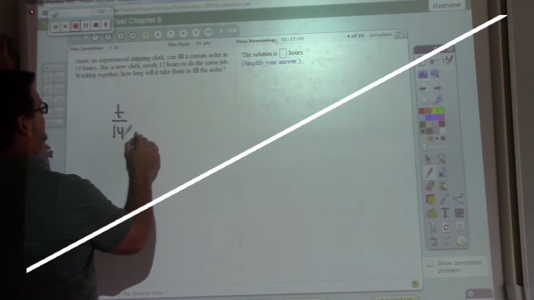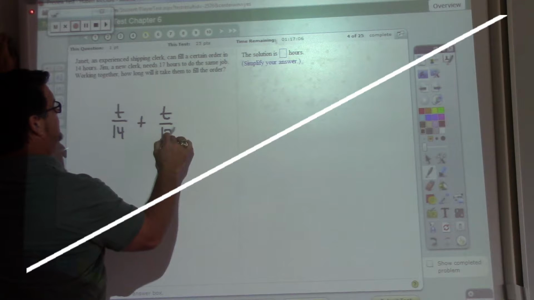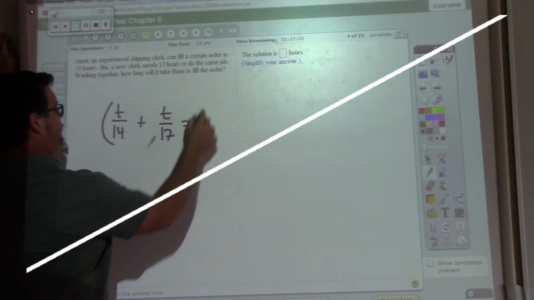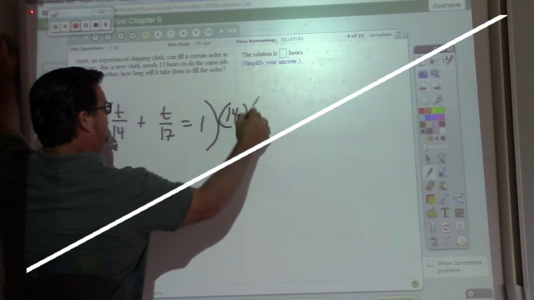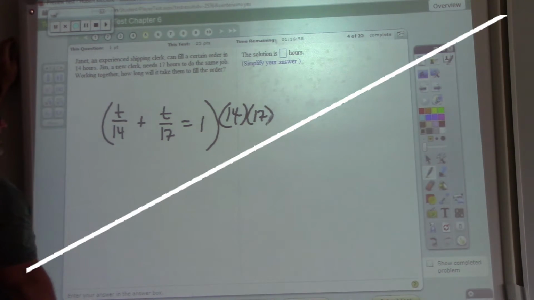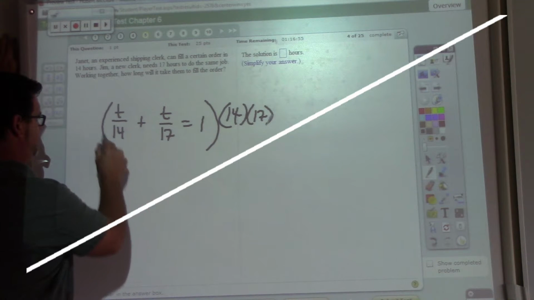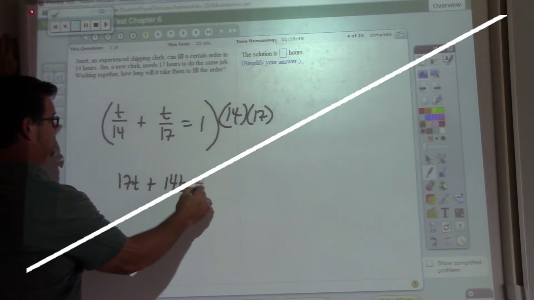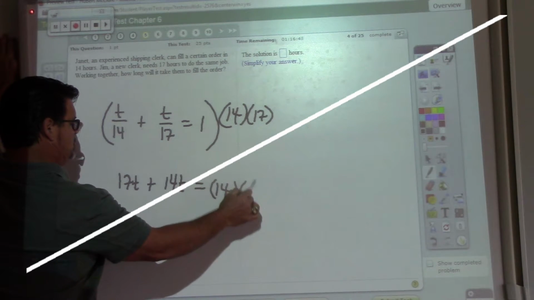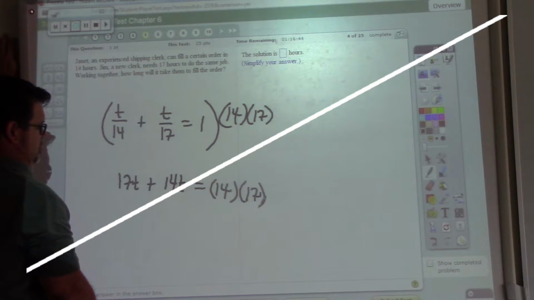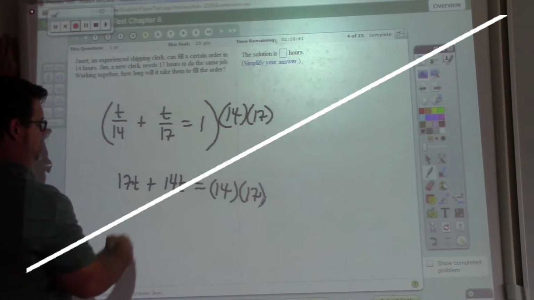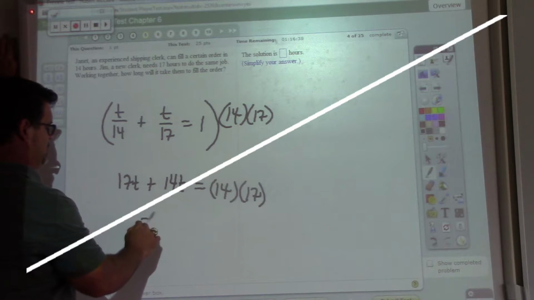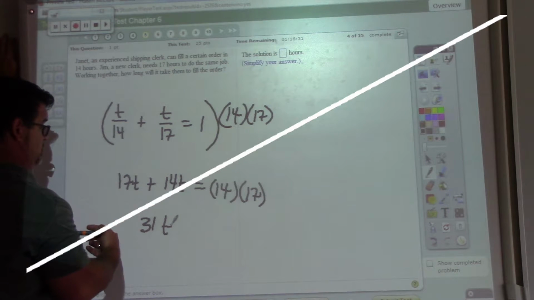T over 14 plus T over 17 is equal to 1. Multiply through by 14 times 17. And no, you don't need a calculator. So 14 cancels here, that leaves 17T plus 14T is equal to 14 times 17. And then 14T plus 17T is what, 31T, isn't it? 4 and 7 is 11, bring the 1, yeah, 31.